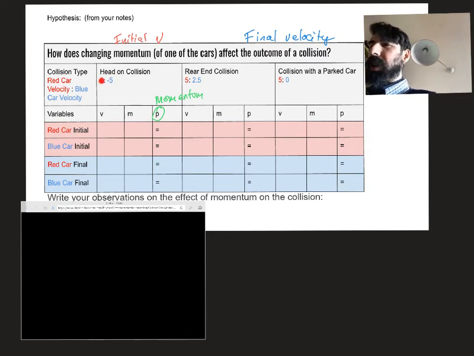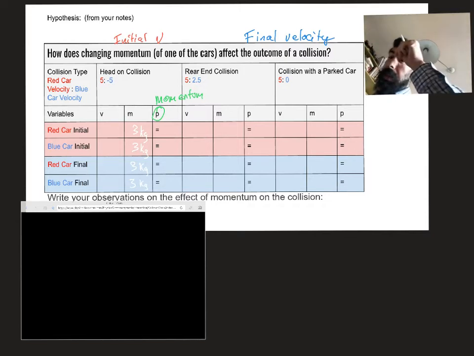I know that the red car's velocity needs to be 5 meters per second, and the blue car's velocity needs to be 5 meters per second. I also know that I want to keep my mass the same. I'm going to set it at 3, and I'm just going to leave it there the whole time. 3 kilograms. And that's going to be the same throughout.